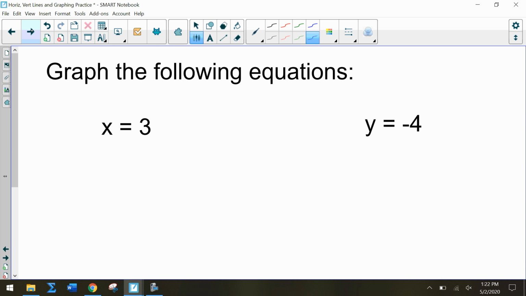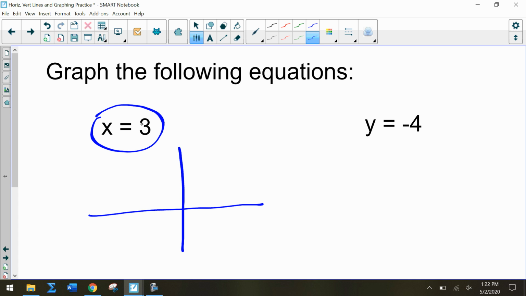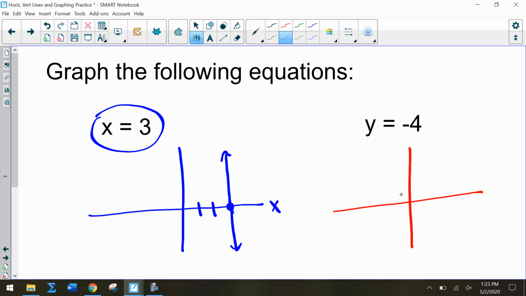So if we're looking to graph the equation x equals 3, we know that this graph crosses the x-axis at 3. So if it's crossing the x-axis, it has to be a vertical line. And then if we have y equals -4, that means it's crossing the y-axis at -4. And it will be a horizontal line.